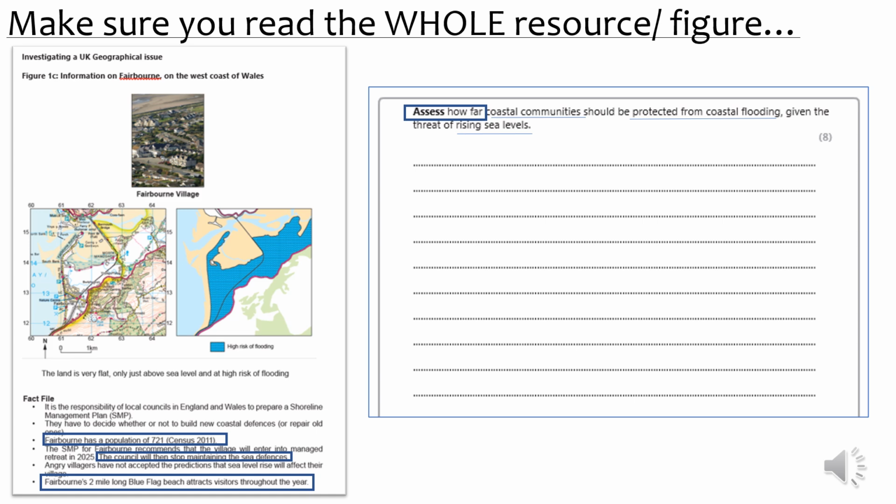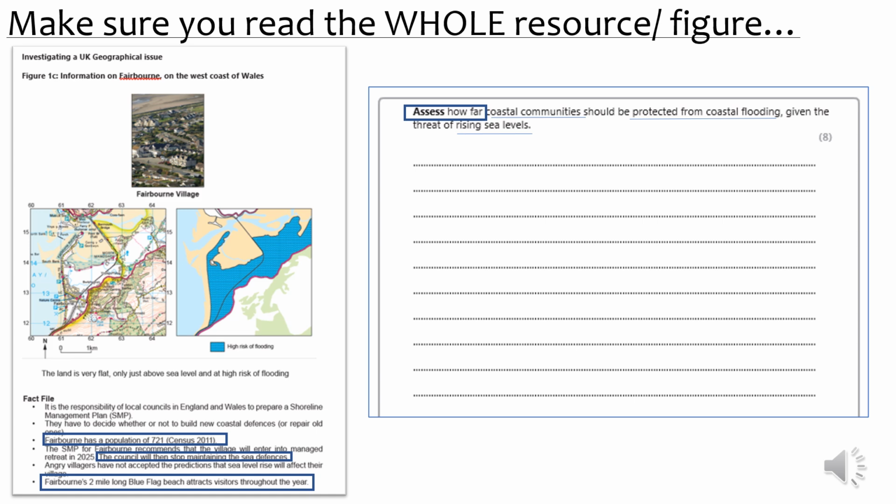You can see on the left-hand side then I've got this resource. I've never seen this before. I've never visited this place. What they want you to do is interpret resources, and you can annotate on it. You can pick out facts. I'm looking for facts that show me why areas should be protected.